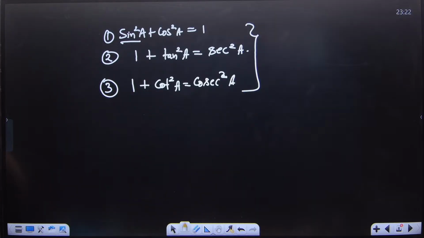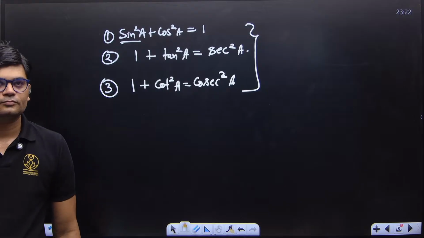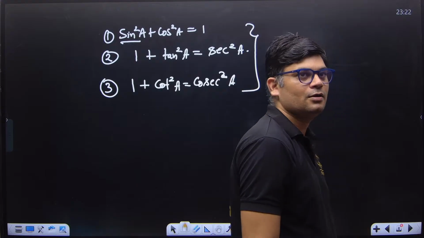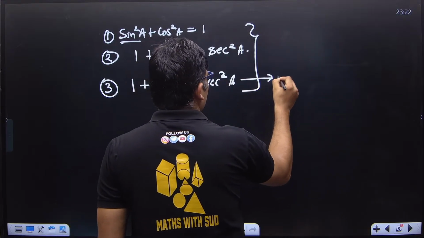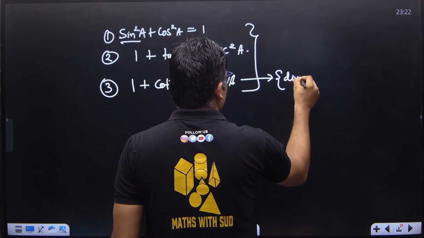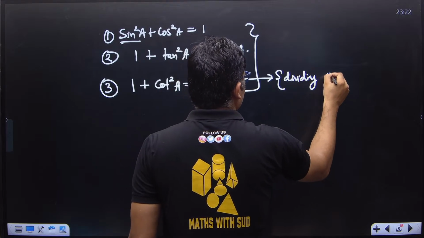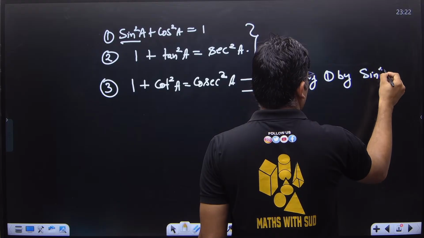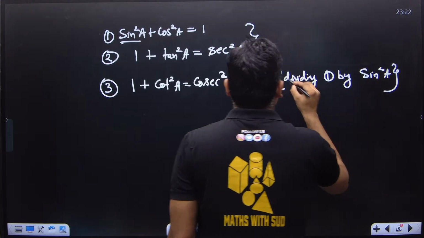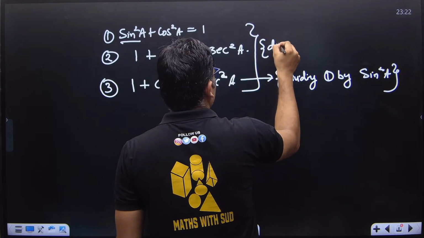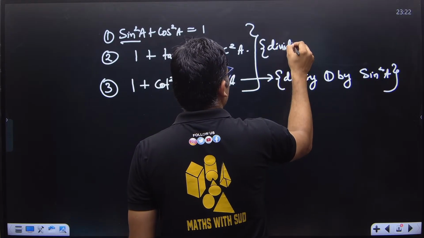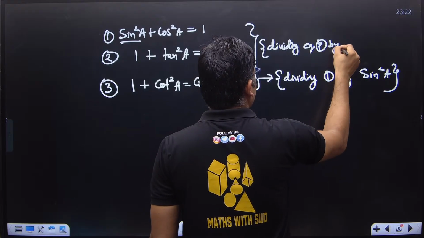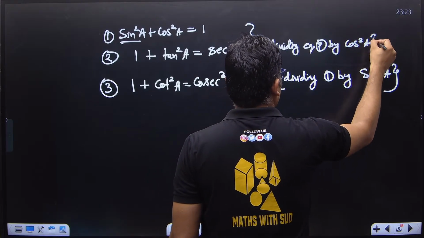Please note it down. Done. Understood the proof as well? So this came by dividing equation 1 by sin square a. And this came by dividing equation 1 by cos square a. Understood?